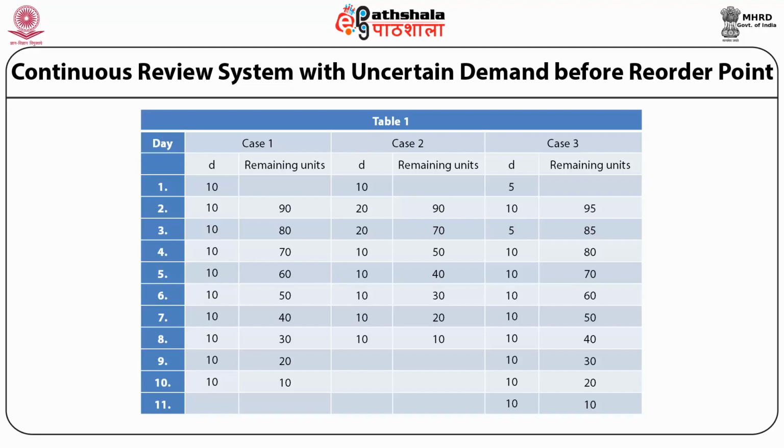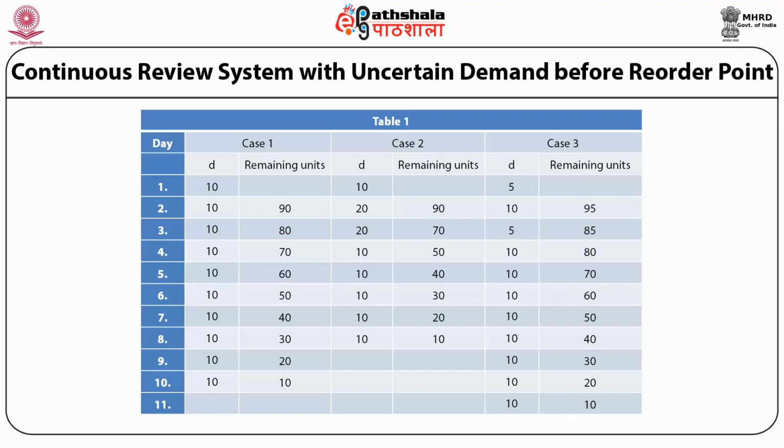Case 3. Day 1 D5 remaining units nil. Day 2 D10 remaining units 95. Day 3 D5 remaining units 85. Likewise, day 4 remaining units 10. Day 5 70. Day 6 60. Day 7 50. Day 8 40. Day 9 30. Day 10 20 and day 11 10.